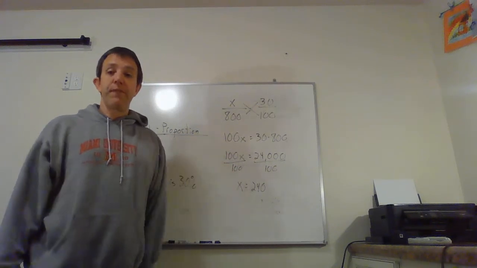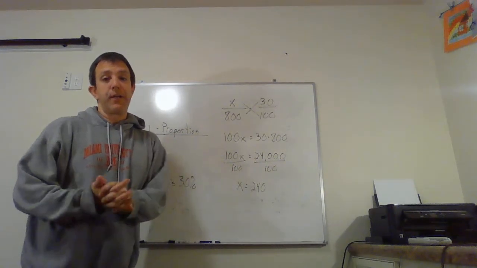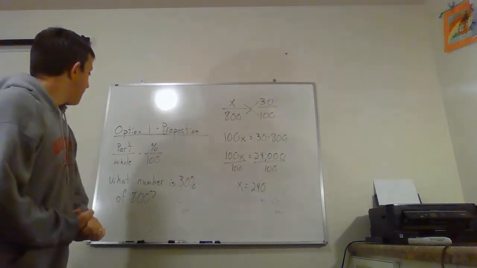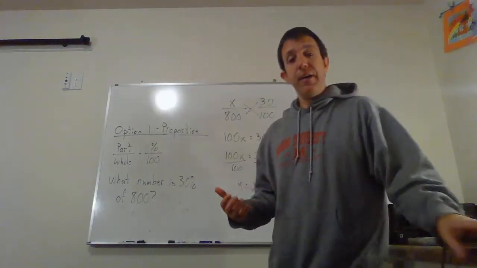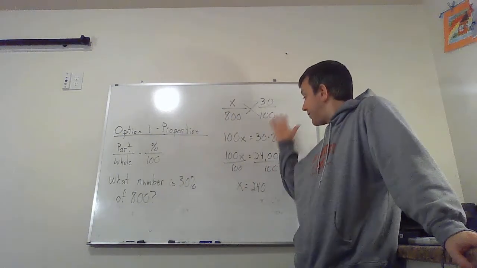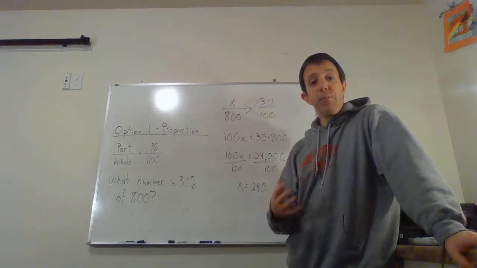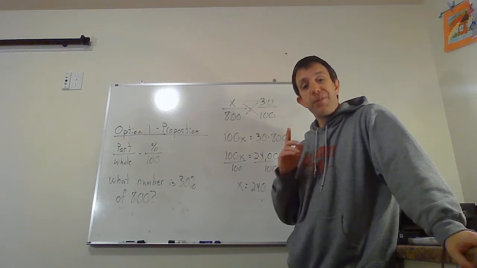If you need a review of solving proportions, go back and watch my video on proportions. But that's basically how this works. You just find the piece that's missing, put the X there, fill in the other numbers, and then solve your proportion. I'm going to do one more example of that on the next board, and then we'll get to method two.